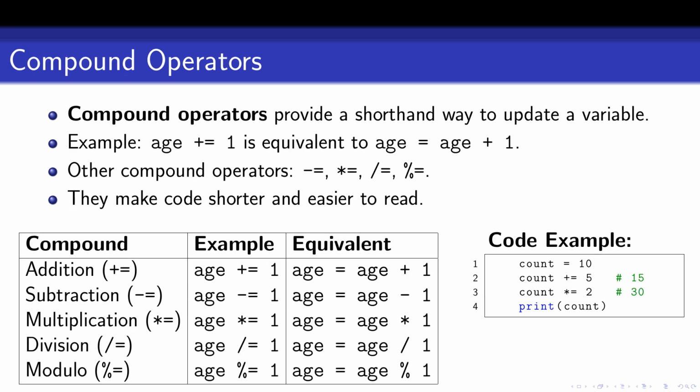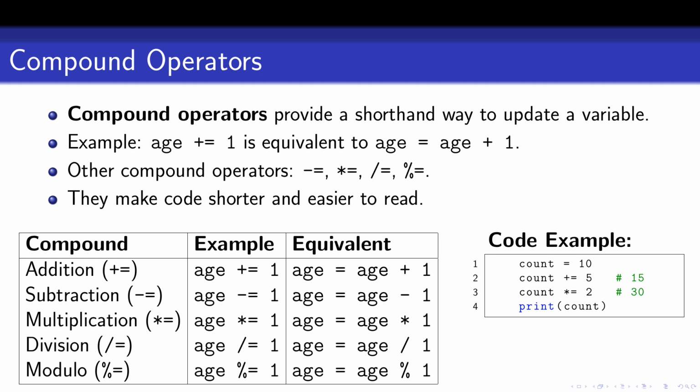Compound operators provide a shorthand way to update the value of a variable without rewriting the whole expression. For instance, instead of writing age = age + 1, you can use the addition assignment operator, written as age += 1. Python updates the value in place, and the code becomes shorter and easier to read.